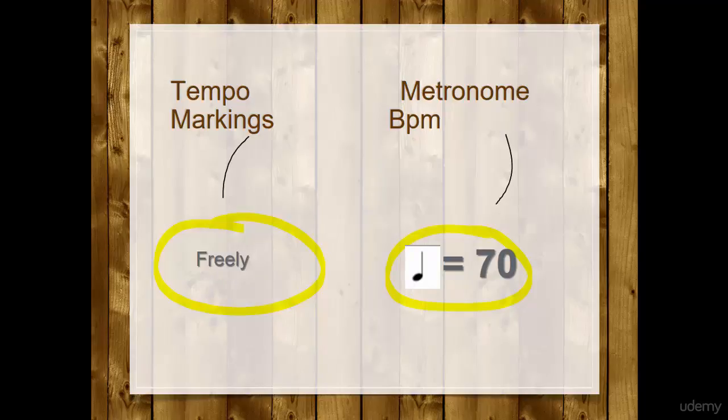And you can have tempo markings, as I told you, for example, this word freely. Freely allows you to play a little bit faster or slower as you want. And the metronome marking is really specific. So you can see, in this case, you must play 70 beats per minute. And this is what tempo is.